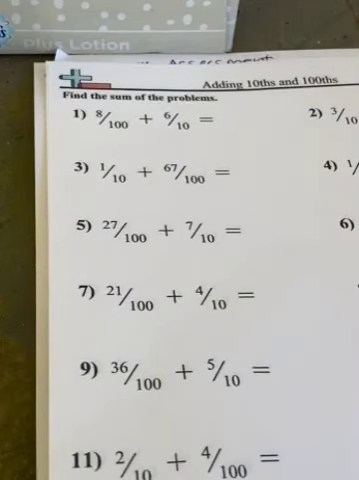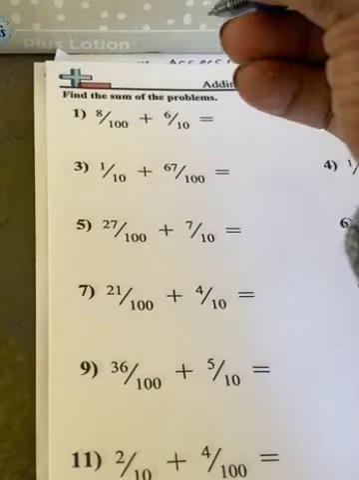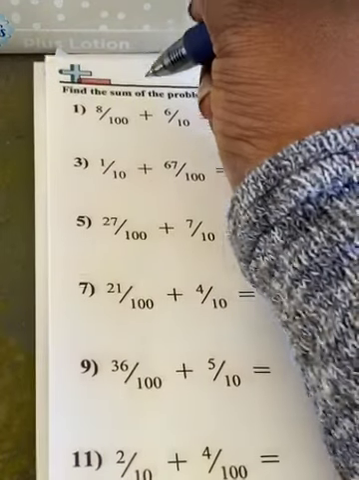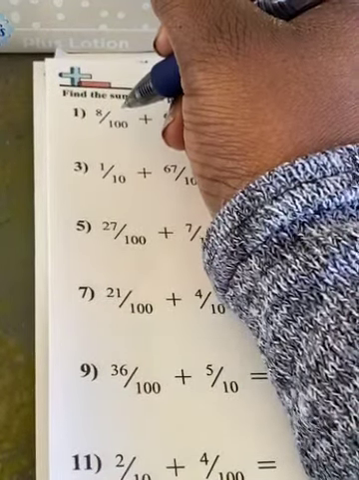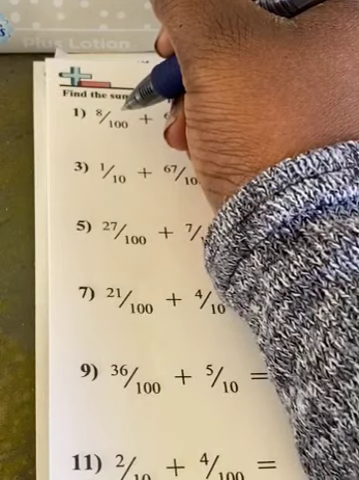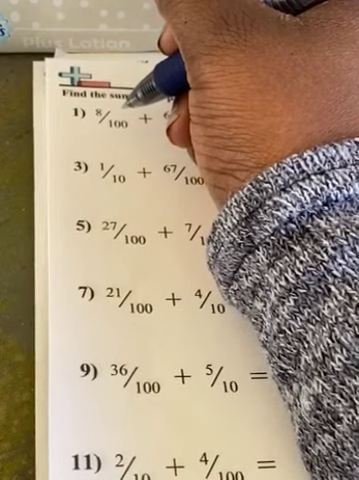Hi guys, welcome back. So now that we know how to correctly make equivalent fractions with tenths and hundredths, it is time to add those same type of fractions using those same methods. Okay, so let's start with number 1, and you'll see this same sheet posted underneath the practice and review problems.